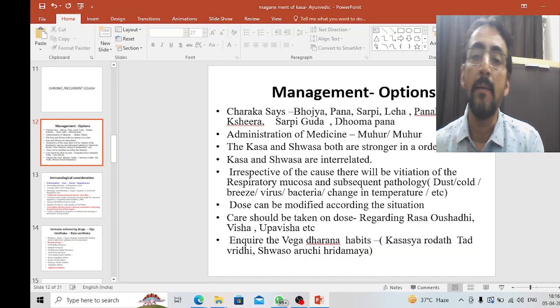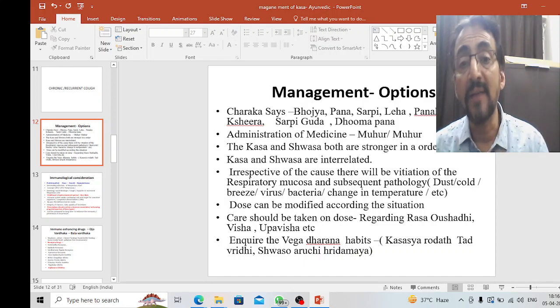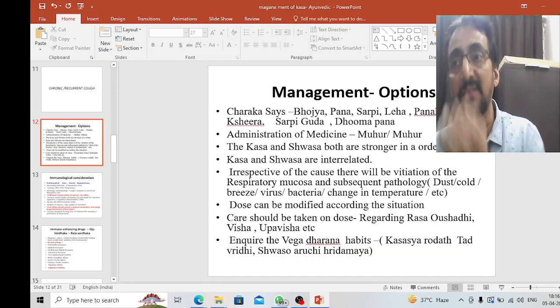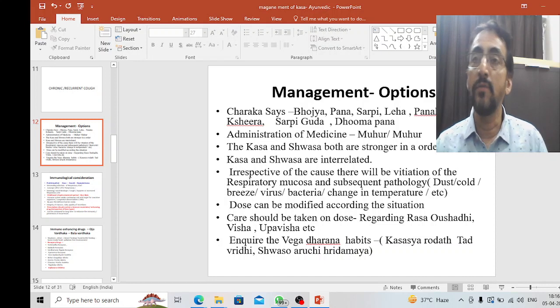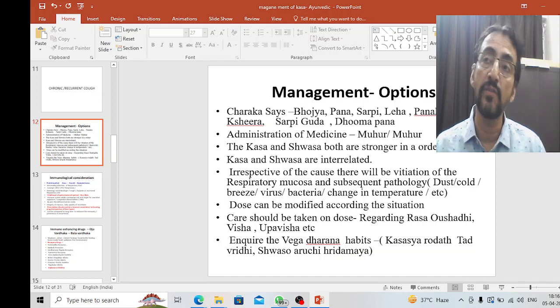Per day it may reach up to 6 or 7 or 10 times also. Now, another important thing is that Kasa and Shwasa both are stronger in order. That means these two disorders, Kasa and Shwasa, are stronger in order, because if you see the Shwasa, Kshudra Shwasa is less severe, Tamaka Shwasa is more severe, Chinna Shwasa is still more severe, Urdhva Shwasa is still more severe, and the Mahashwasa is still more severe.